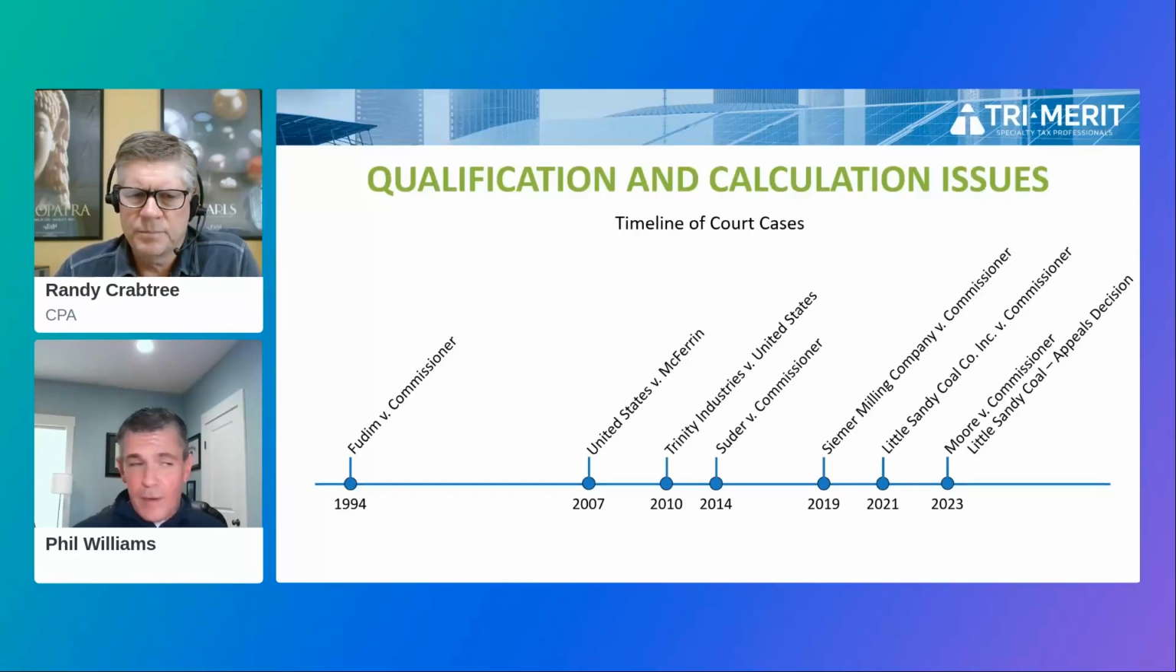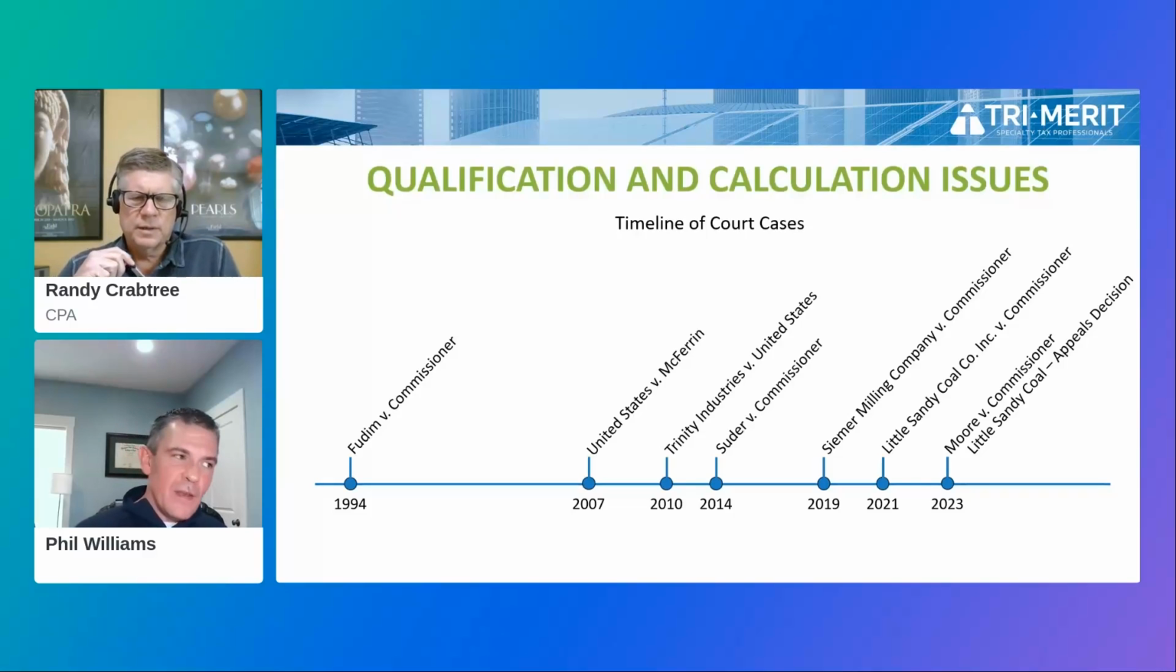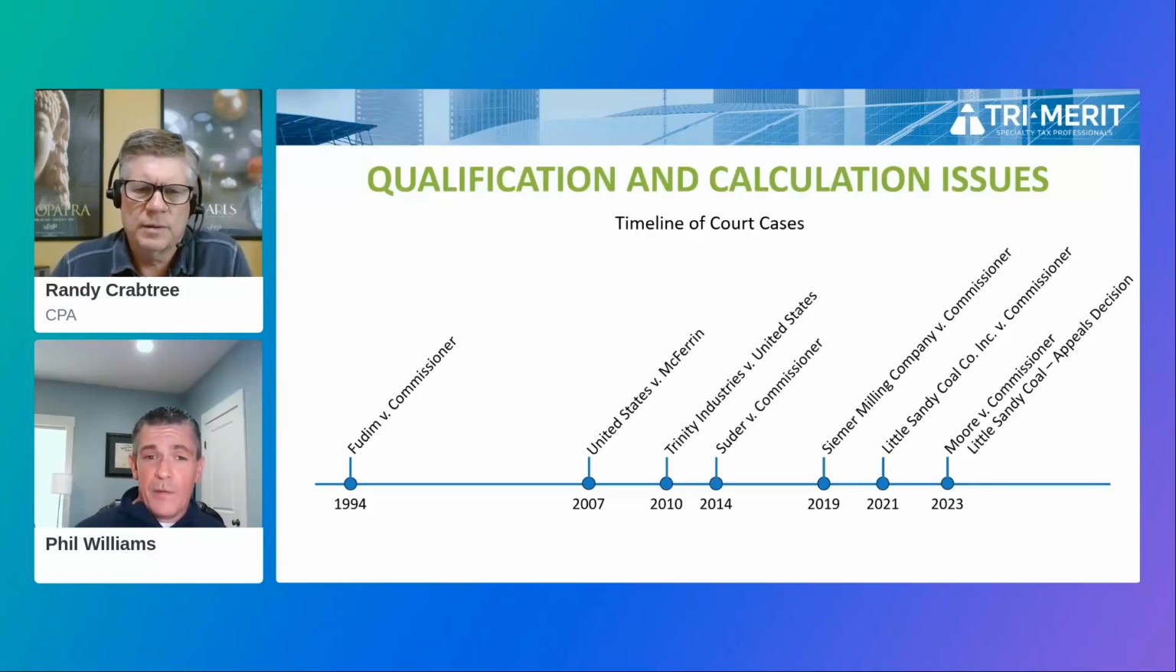Now, even bigger than the funded research issues, which have been big, the qualification and the calculation issues have been big as well. So similar timeline, go back to the mid-90s. We had the Fudge v. Commissioner case come out, and it was a big case precedent. The funny thing is, Fudge v. Commissioner was all over, I think, a $2,500 refund claim. Not a huge sum of money by any means, but it gave us something to rely upon.